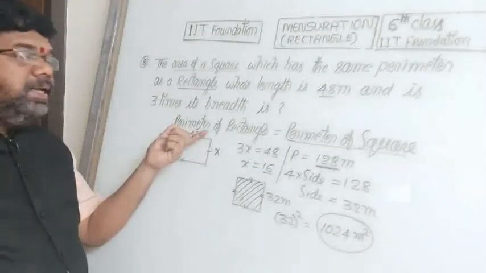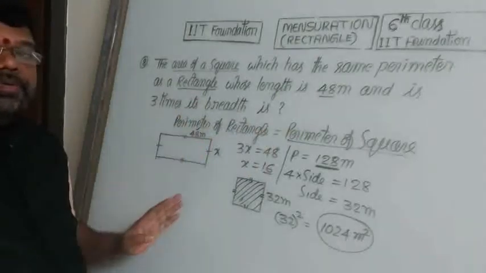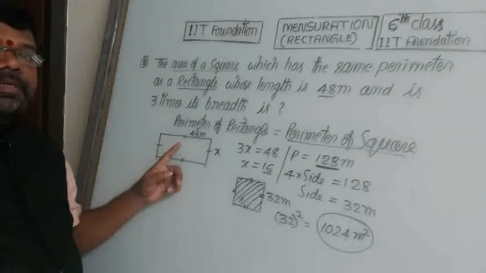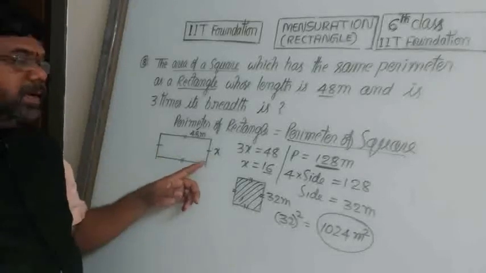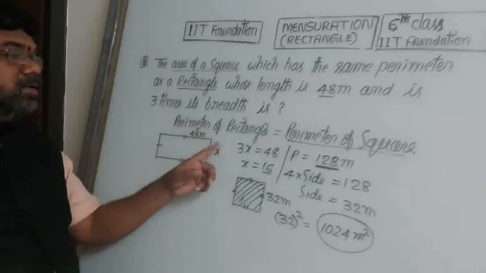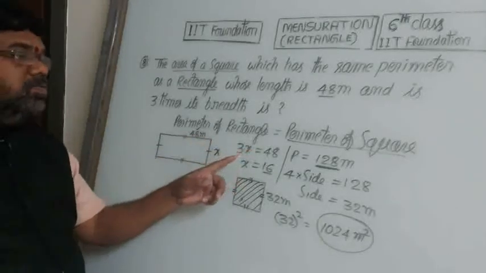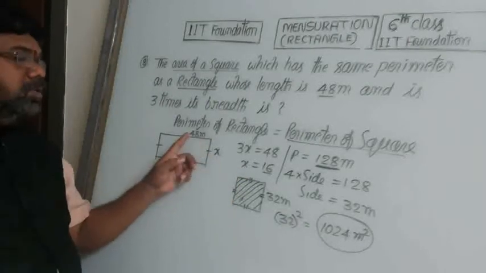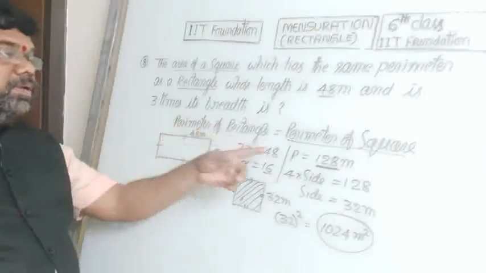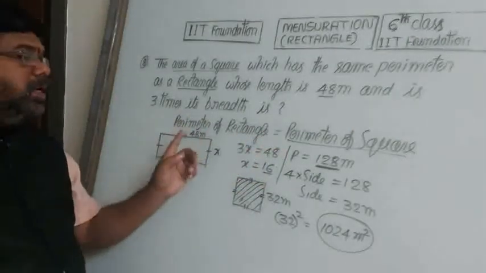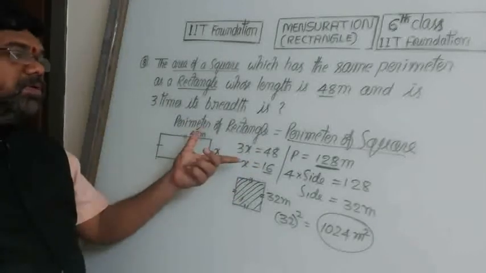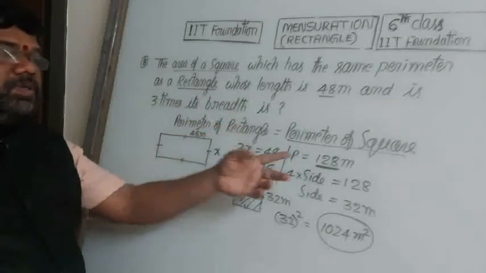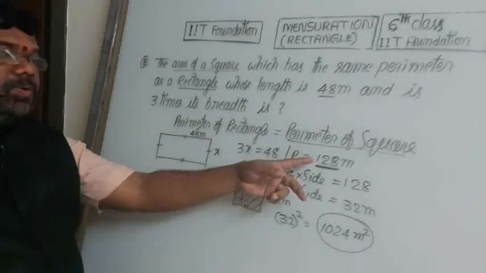Understood? What is the condition? Perimeter of a rectangle equal to perimeter of square. In the rectangle, length is given, but that length is 3 times its breadth. If the breadth is x, 3 times its breadth is 3x. 3x equal to 48, so x equals 16. x, that is the breadth, also comes. So the rectangle has length and breadth, and we find the perimeter. Perimeter is 2 into L plus B. Immediately calculate L plus B, the sum of length and breadth: 48 plus 16 is 64. Double it, into 2, and the perimeter comes. Simple approach. 128 meters.